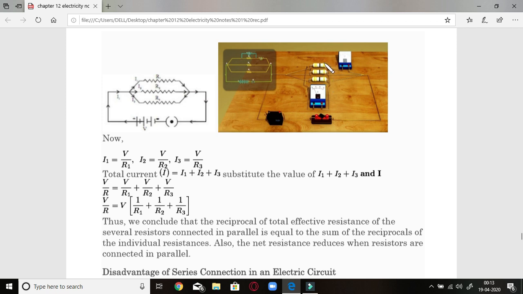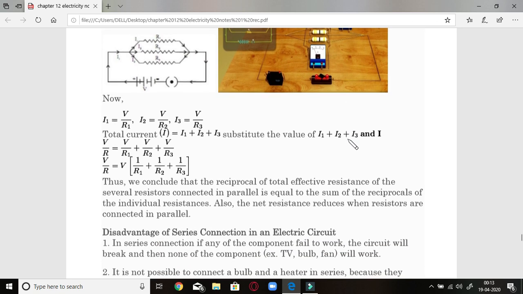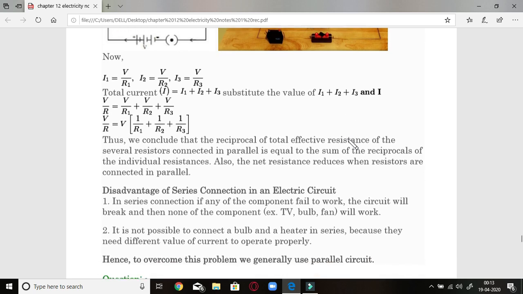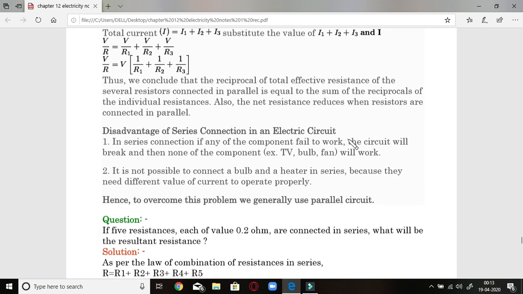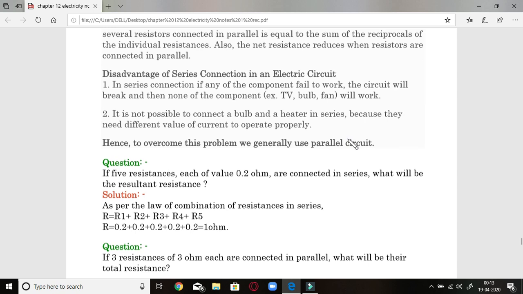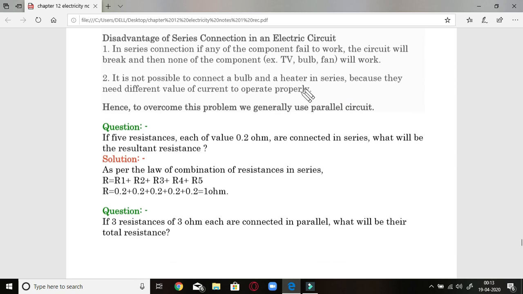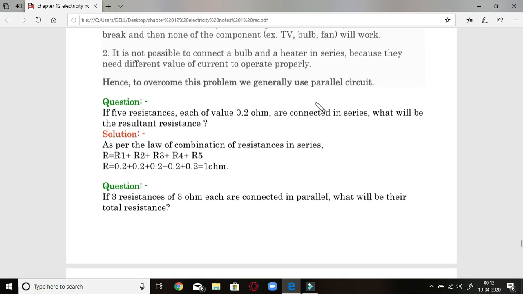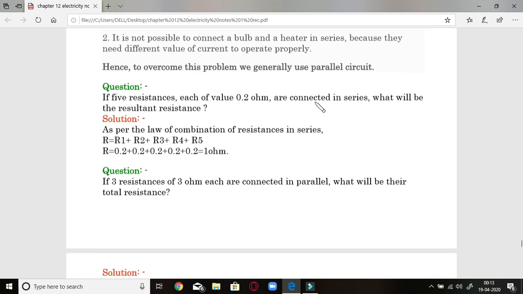So if the fan of our house doesn't work, it doesn't mean that the AC and heater will also not work. They will certainly work. That's why for domestic purposes such an arrangement is used, that is, resistances in parallel. The disadvantages of series connection I have shown you here. The same thing as I have told you, hence to overcome the problem we generally use parallel circuits.